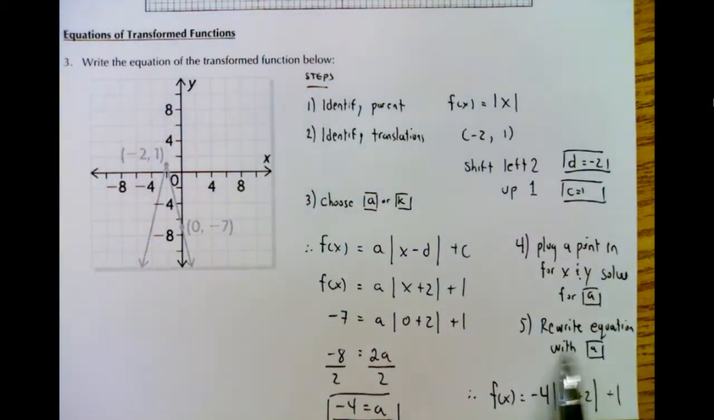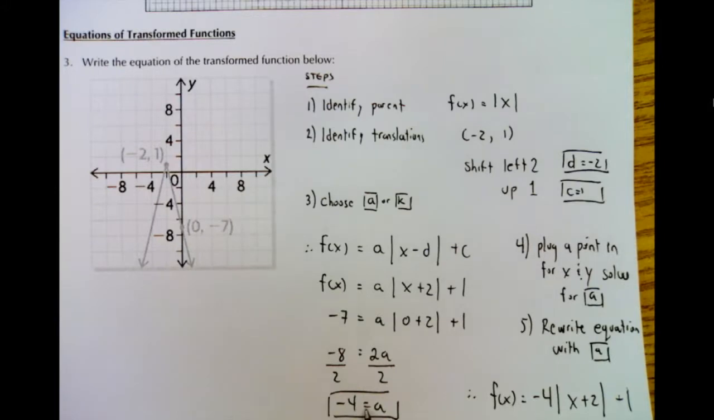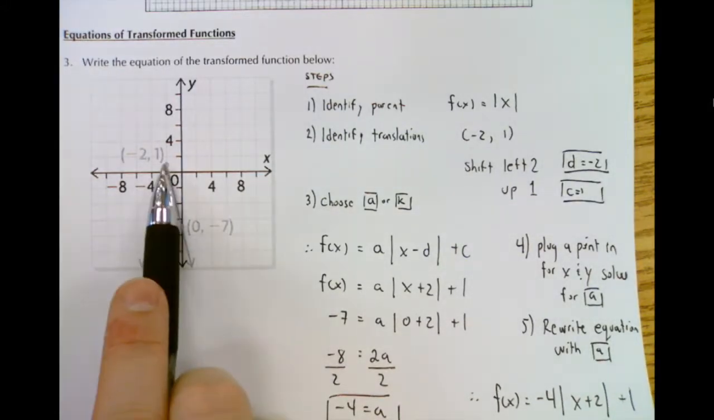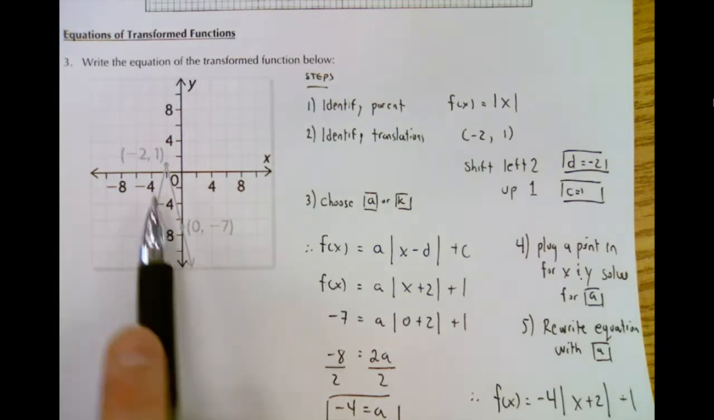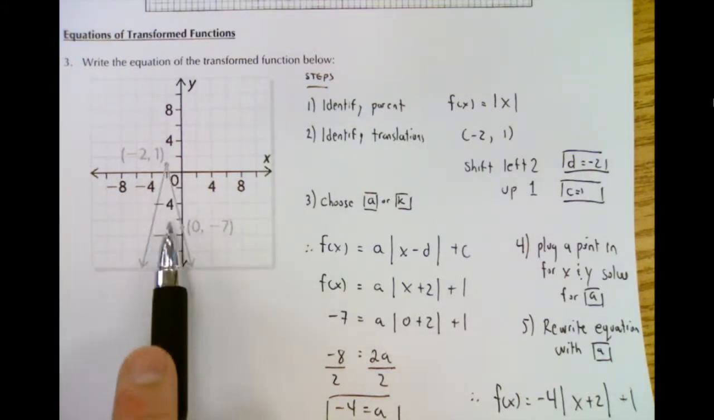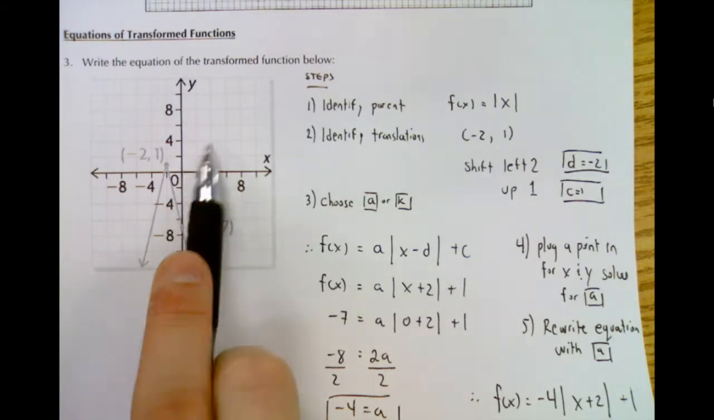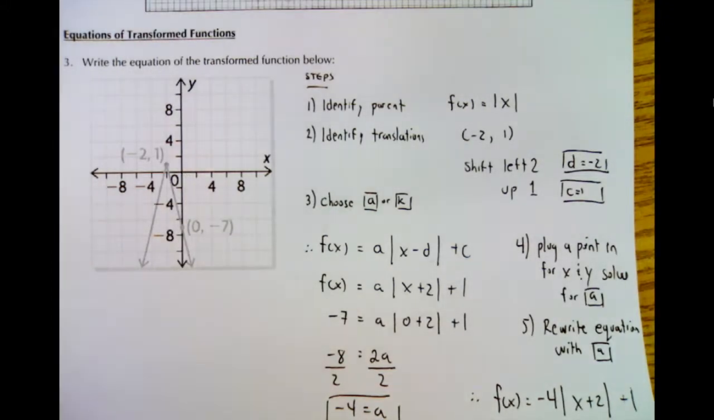Rewrite the equation with a. A was negative 4, which if we look at the graph, is a vertical reflection, upside down, good, and a vertical stretch, much narrower than we would expect to follow the 1-to-1 ratio. So there's our equation.